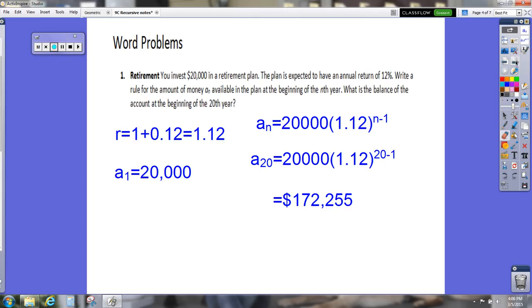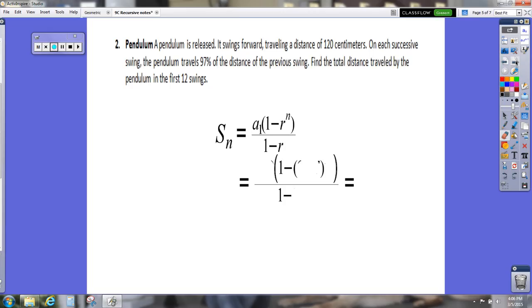All right, let's look at another example. A pendulum. A pendulum is released. It swings forward, traveling a distance of 120 centimeters. On each successive swing, the pendulum travels 97% of the distance of the previous swing. So it's got less distance each time. Find the total distance traveled by the pendulum in the first 12 swings. Not the amount covered in the 12th swing, but the total amount that it swung.